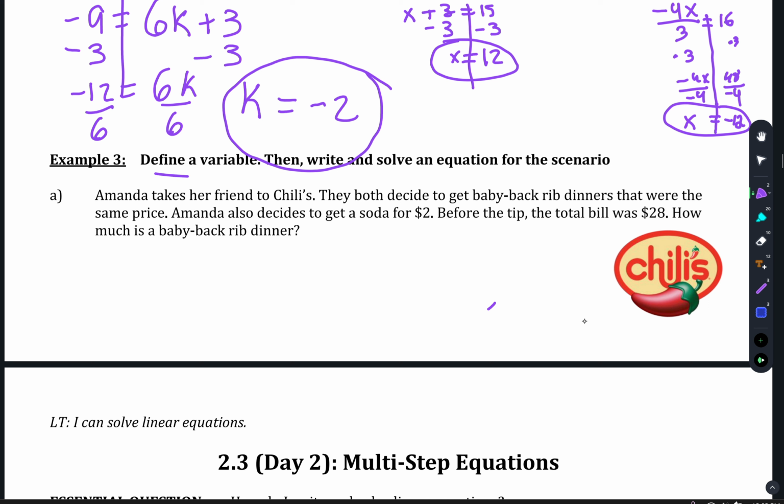First things first, I need to define a variable. What don't I know in this problem? Autumn. The cost of a baby back rib meal. So let's make that a variable. I'm going to call it B for baby back ribs. Cost of a rib dinner.